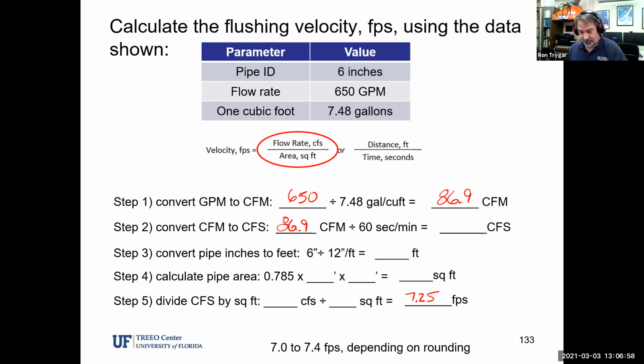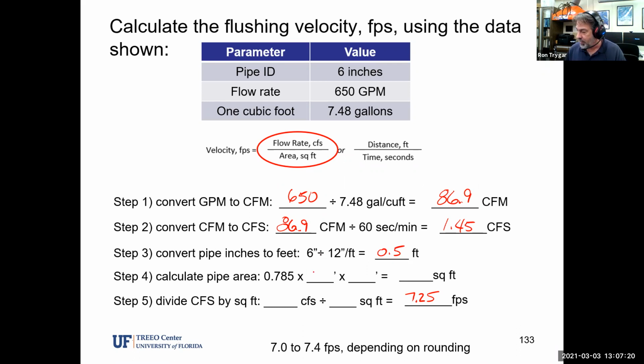Let me make sure I got that number in right. I'm using my left hand, so I might have actually hit the number wrong. Divided by 60. All right, so 1.448 or 1.45 cubic feet per second. Now we're going to convert the inches of the inside diameter of the pipe. We said that was 0.5 feet.